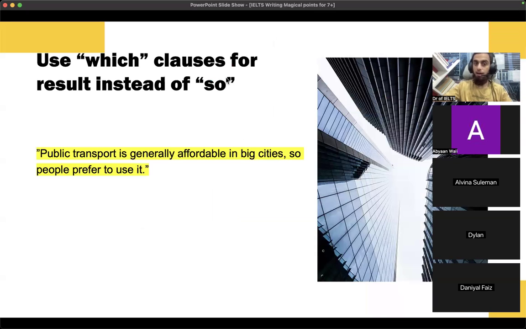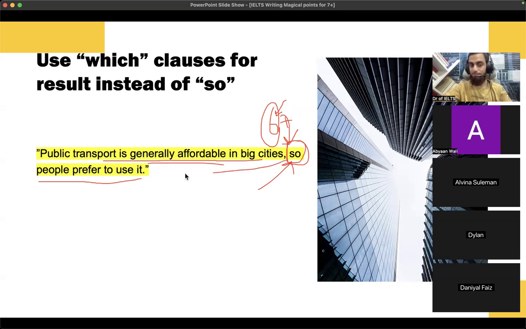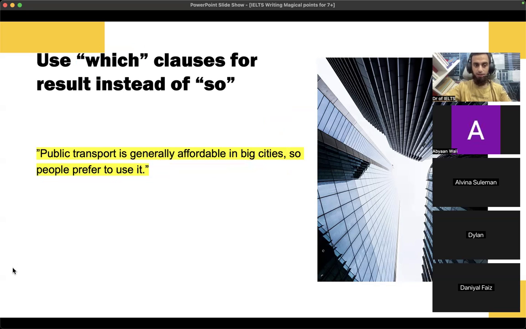Now, for example, yes, it is grammatically correct and acceptable, but it is not going to be considered for 6 plus even, right? A maximum of 6 can be achieved by using the word so, and more than once, unfortunately, 6 hardly also, right? So what we have to do with the word so, because anybody can say so, right? So public transport is generally affordable in big cities, so people prefer to use it. You are telling the reason by the word so, that is fine, but we have to use the word which clause and what it means. Let's see here.